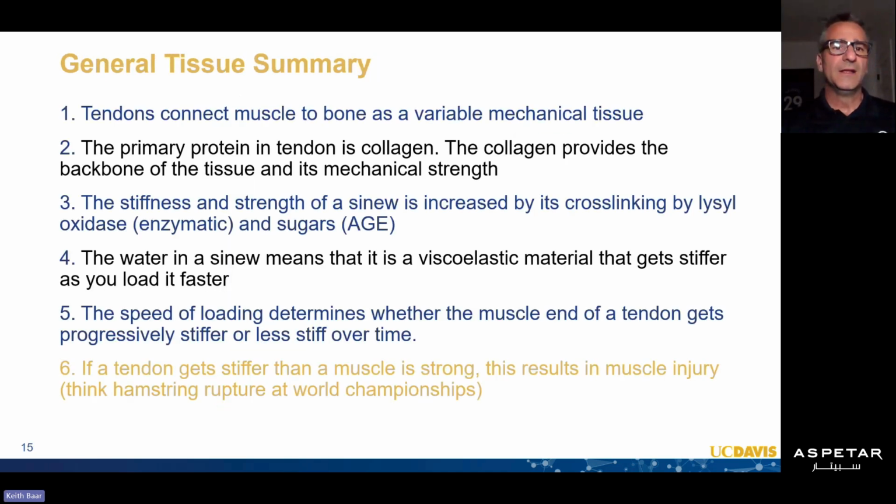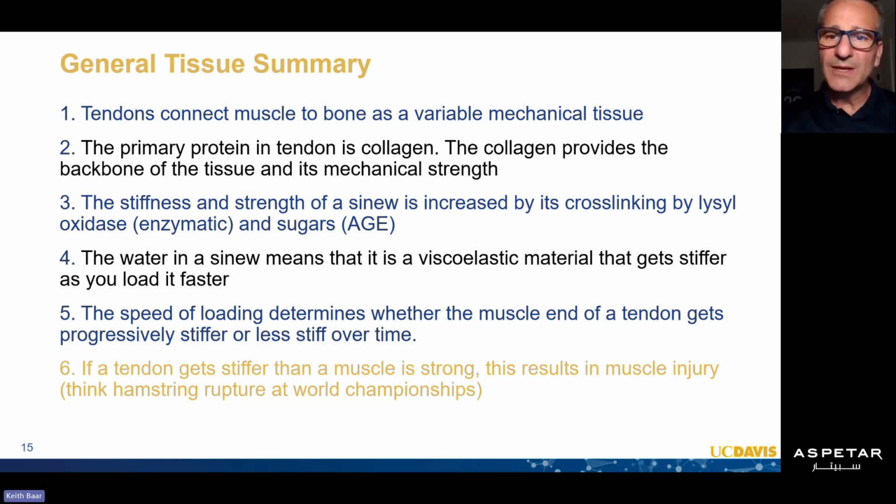All right. So again, tendons connect muscle to bone. They're a variable mechanical tissue. The primary protein is collagen. That's the backbone. The stiffness is going to be how much collagen do we have and how much cross-linking do we have there. The water in your tendons and ligaments means that when I load them faster, they get stiffer intrinsically. If I load it slower, it's going to not be as stiff.